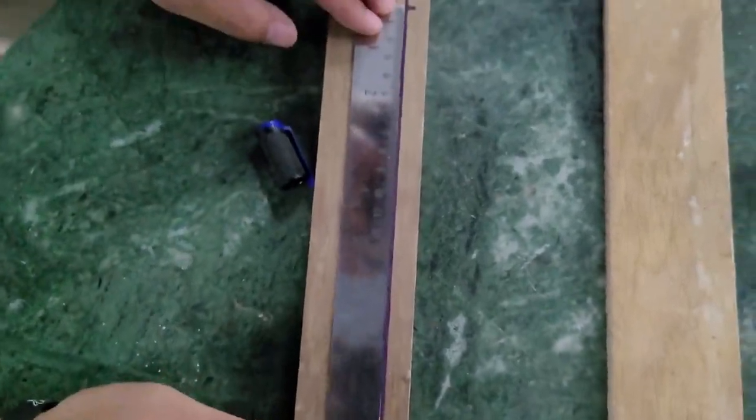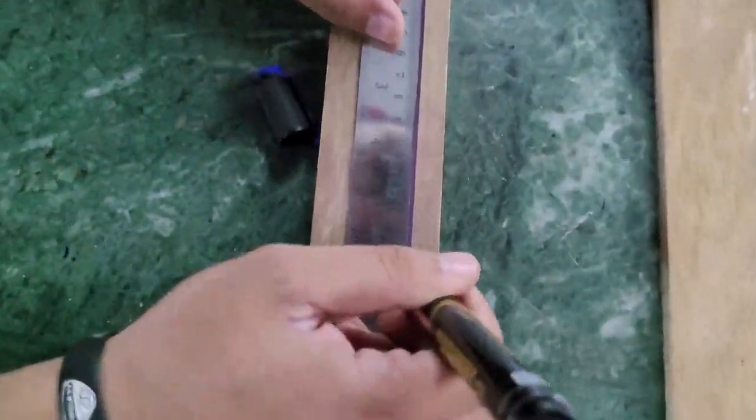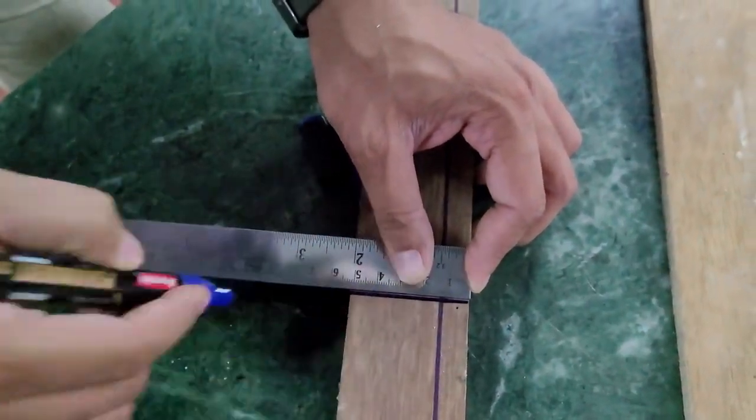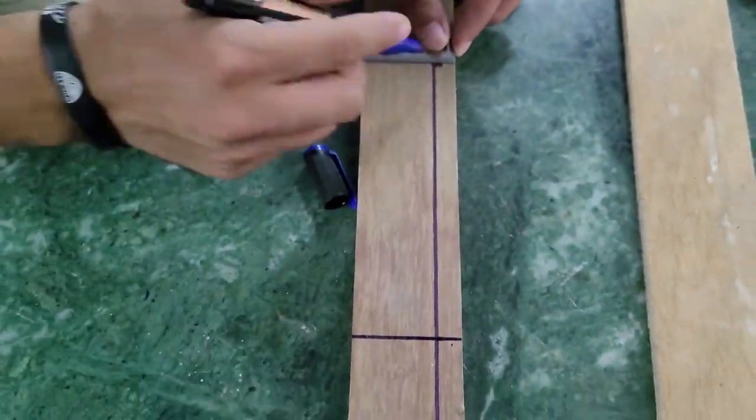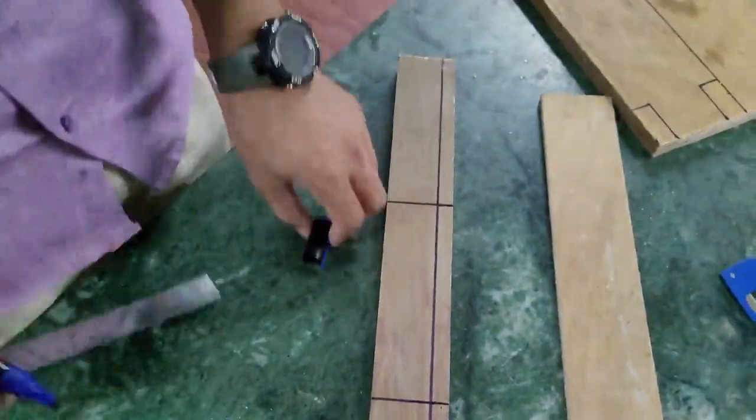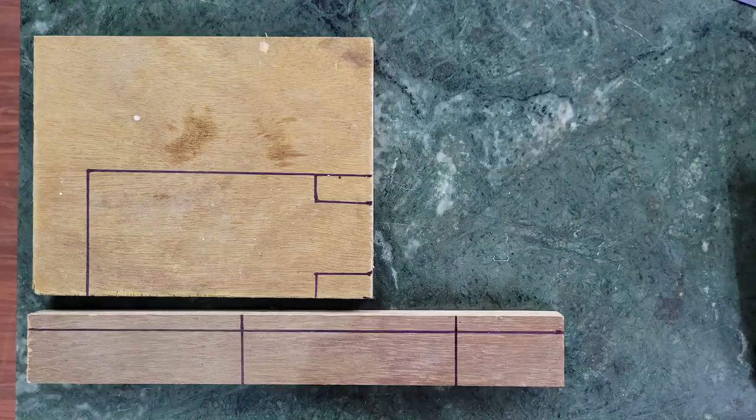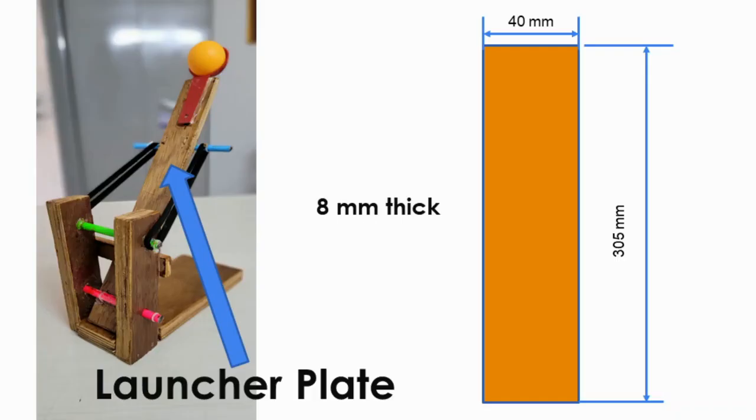and there are two side plates. So another side plate 155 millimeters. So two side plates we have marked. So 40 millimeter in width and 155 millimeters in length, and the base plate, so 90 millimeters wide and 200 millimeters in length.